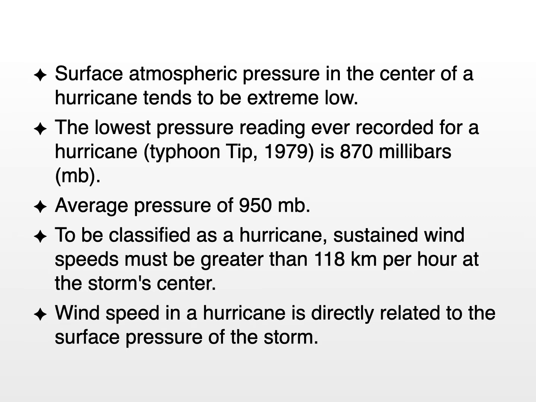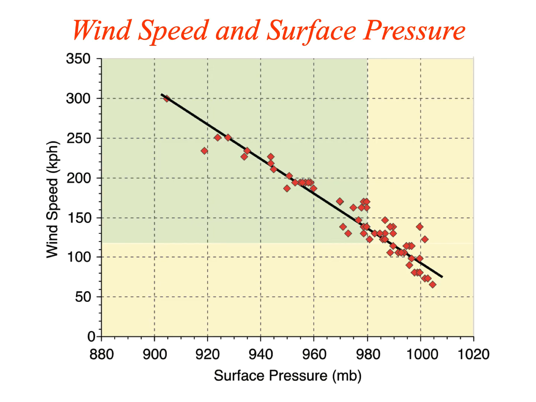Wind speed in the hurricane is directly related to surface pressure of the storm, and this graph illustrates that. Each one of those diamonds represents a measurement at a storm, its atmospheric pressure, and associated wind speed. And you can see that there's a linear relationship. As pressure decreases, you get a linear change in the wind speed of the storm.